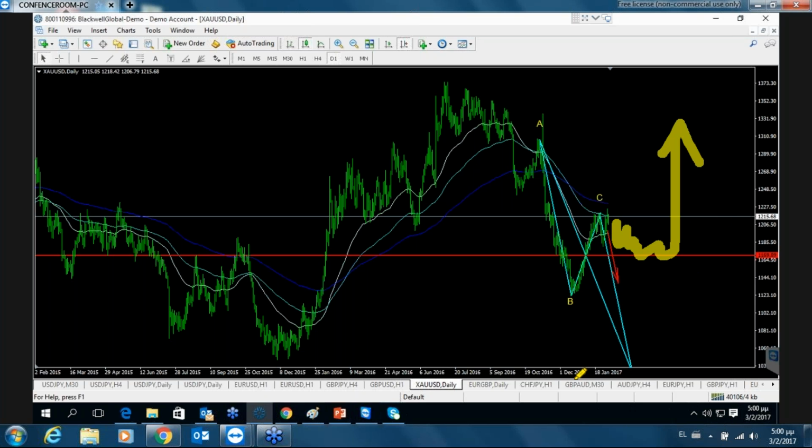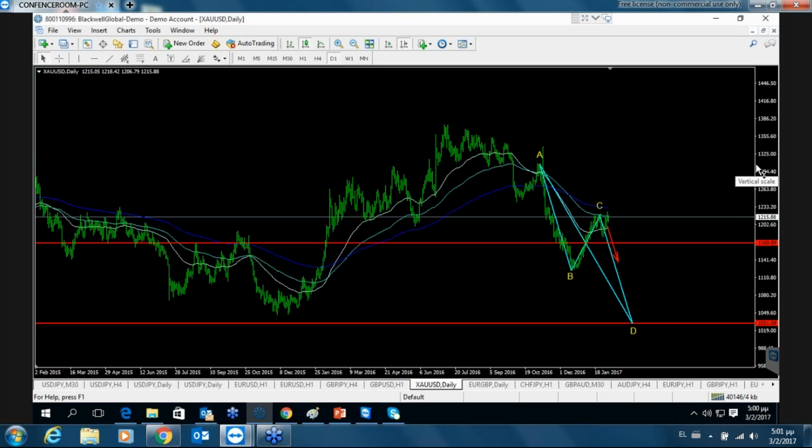So then that pattern wouldn't be valid anymore. If it happens, then you've got another pattern that may be an ABCD to the upside, maybe something like that. So this is basically what happens with patterns as well, that one pattern could turn into another pattern, a bearish may turn into a bullish, vice versa, depending on the dominating trend as well.